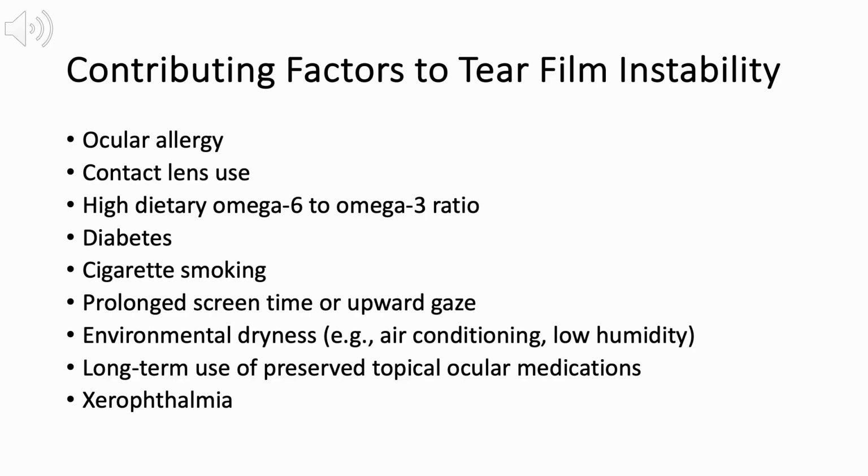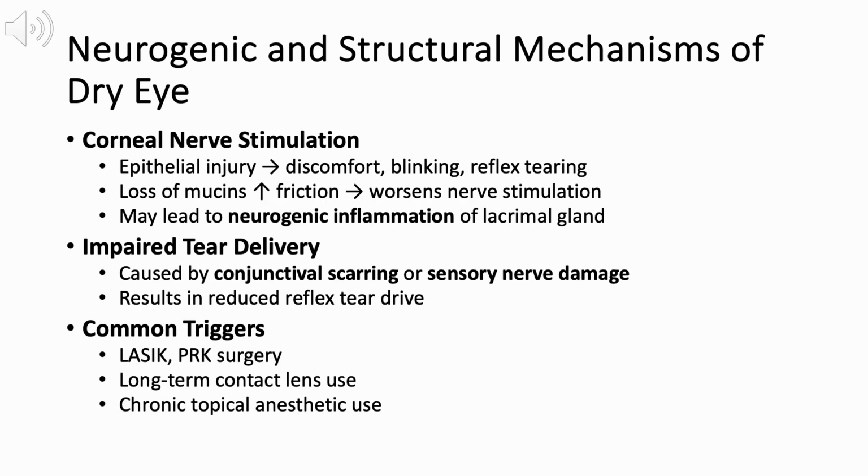Environmental dryness, including exposure to air conditioning and low humidity, significantly increases tear evaporation and instability. The long-term use of preserved topical ocular medications can damage the epithelial surface and alter tear film dynamics. Lastly, xerophthalmia, typically due to vitamin A deficiency, directly affects the mucin layer of the tear film, compromising its stability and protective function.